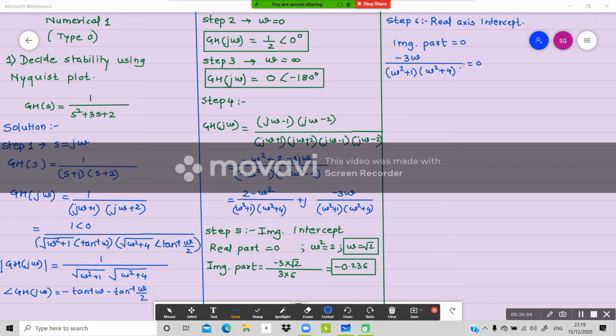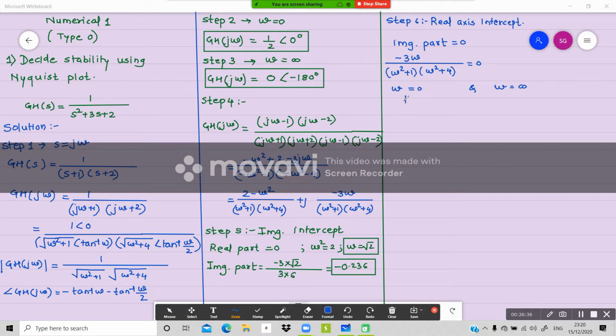So when you are equating this thing to 0, now you'll find that this omega can be equal to infinity, can be equal to 0. So two values are possible, omega equal to 0 and omega equal to infinity. And we know for both the values what should be the real part value, right? When it is omega equal to 0, angle is 0. Angle is 0 means real axis cutting hai. Angle is minus 180 means also it is real axis cutting only.